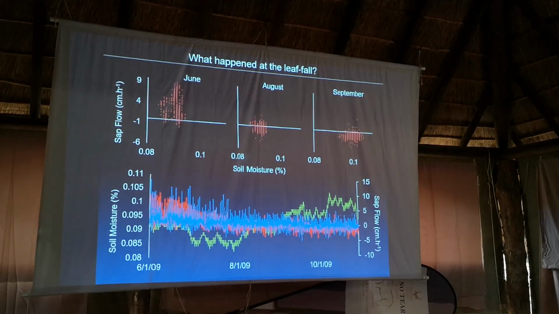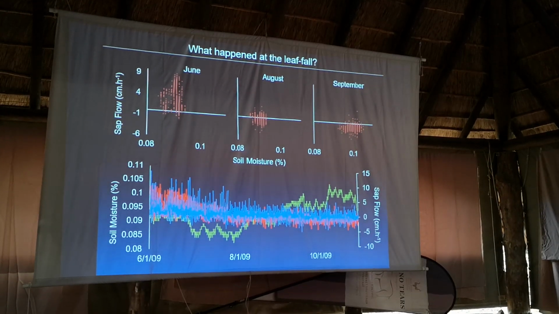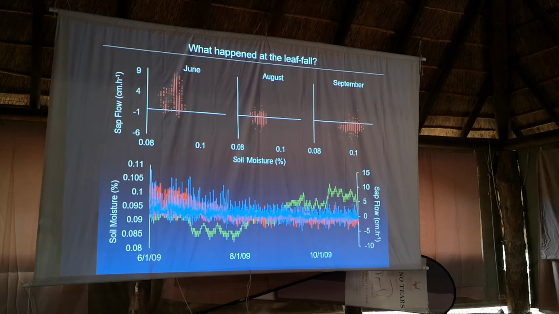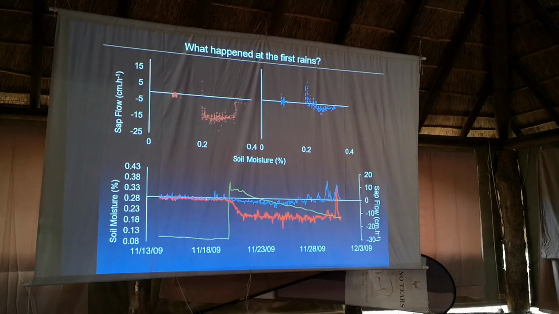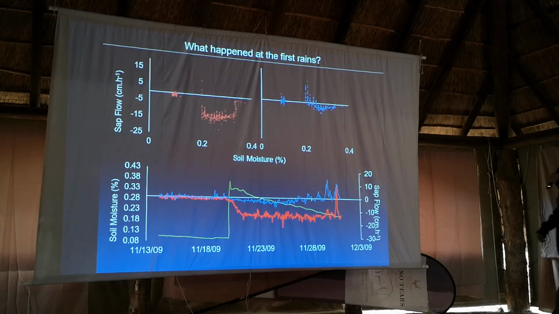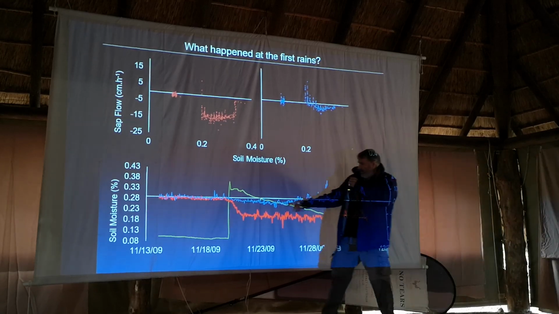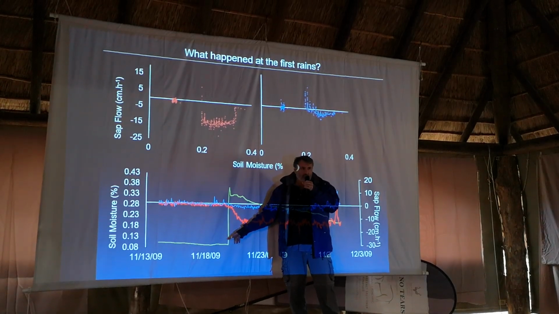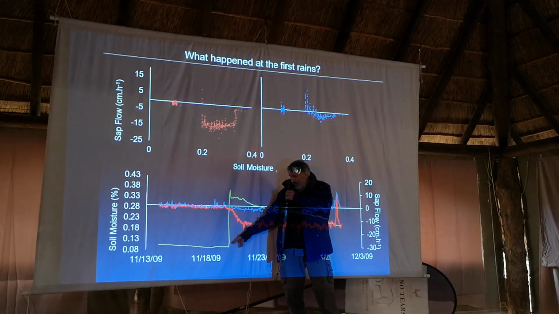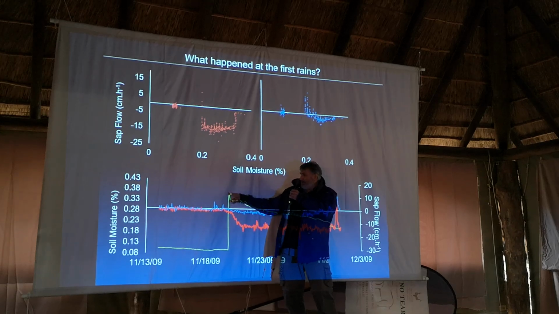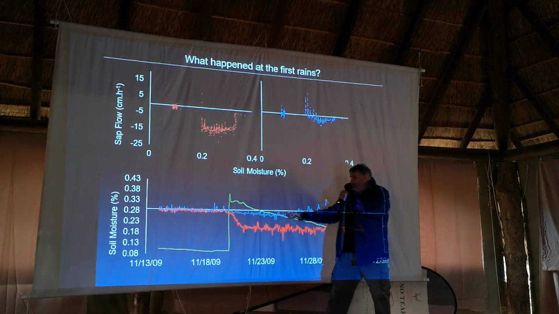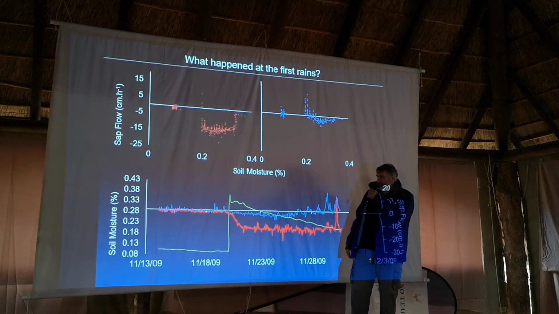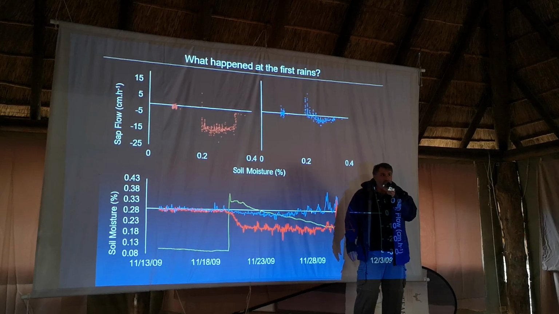Okay. I want to then go on to another interesting thing in this data set, and that's what happens when the first rains come. So now we're right at the end of the record. Again, soil moisture is in green, so nice and dry down here. That's typical for the high winter. And then it rains. Bang, there goes the soil moisture, and then it starts dropping off. Okay, what do the trees do?